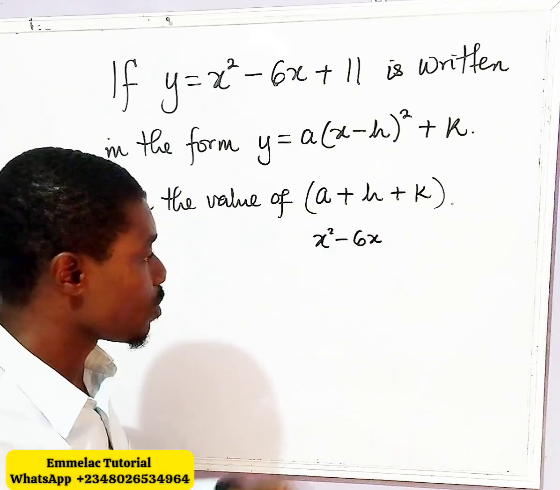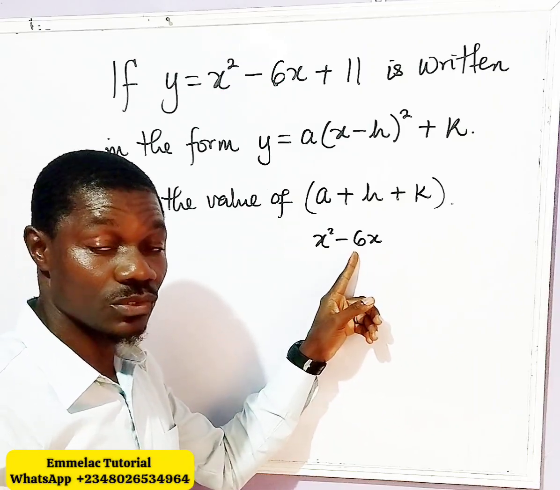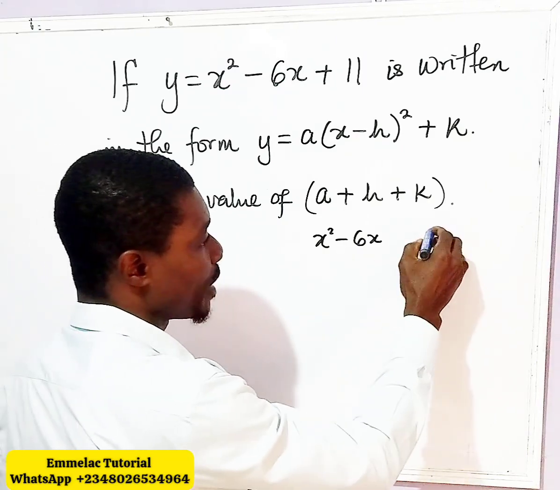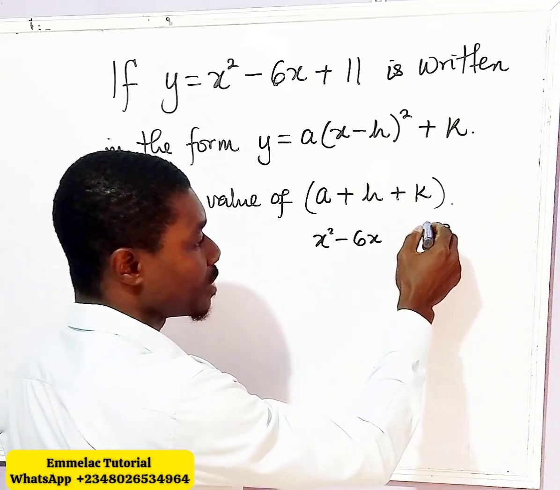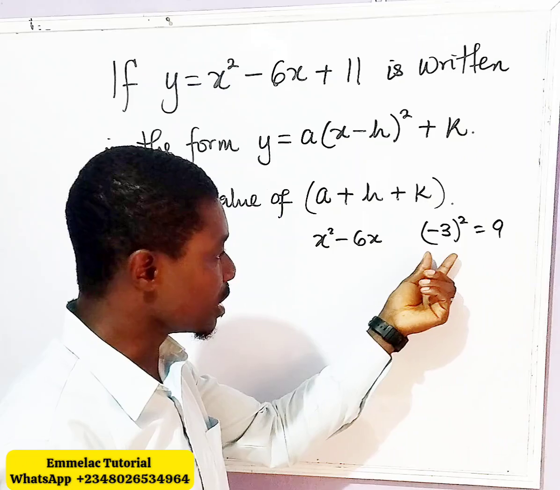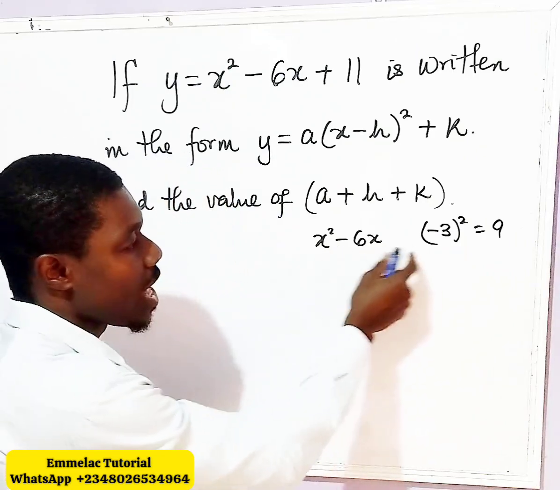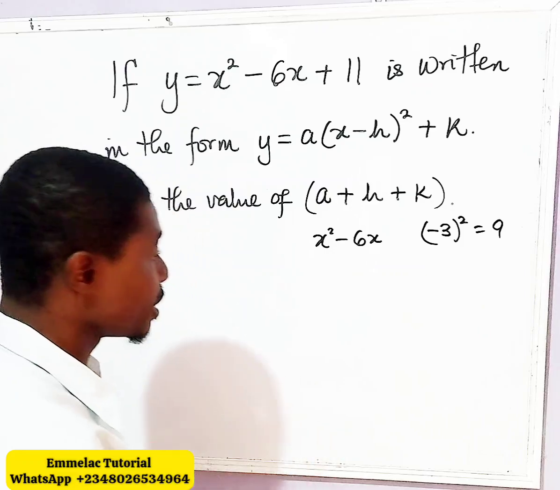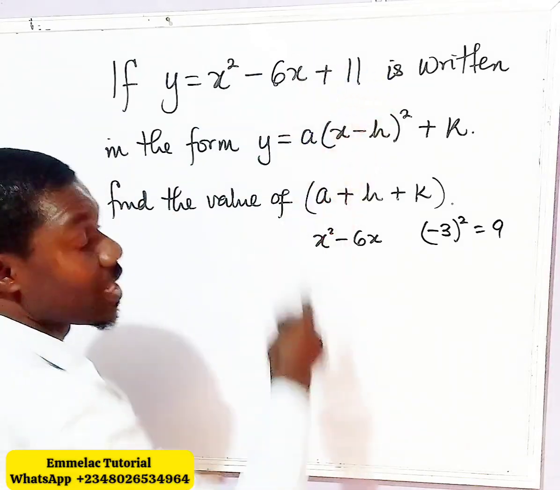Now we'll take the coefficient of x, which is negative 6 here. Now we divide it by 2, raise it by 2. Now by dividing this by 2, we have negative 3. And when we raise this by 2, we have 9. What we need to do next now is to add this term to this expression and subtract this term from 11. And this is to help us balance the equality between this and this.